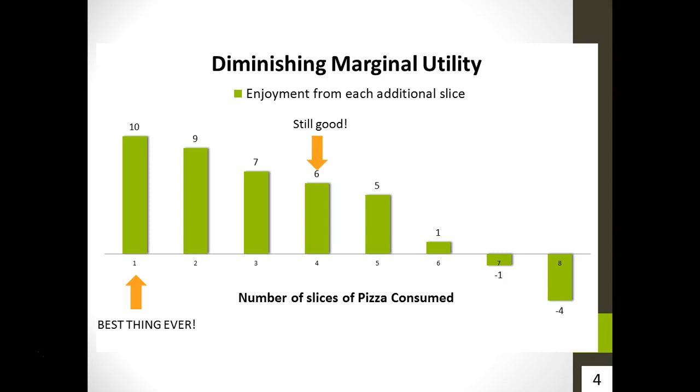So you're still enjoying it. It's still pretty good. But by the 6th slice, you're like, I could take it or leave it. And then you can see slice 7 and slice 8, you're actually barfing. So you're not enjoying it at all. You're actually disliking it.